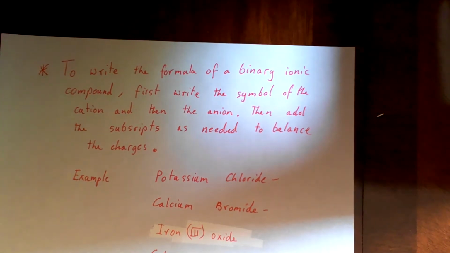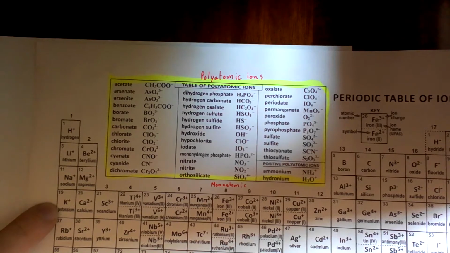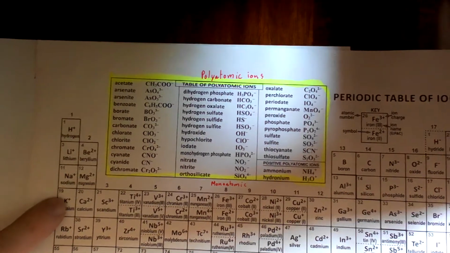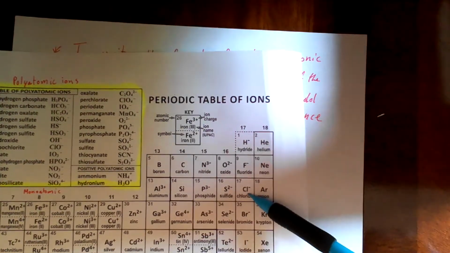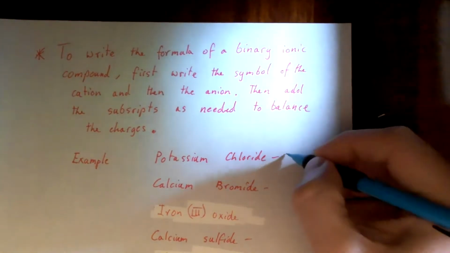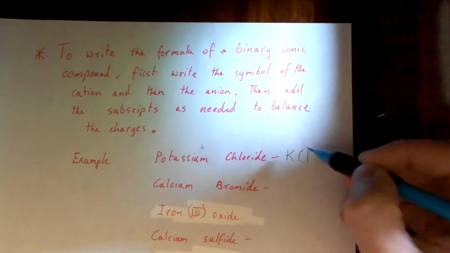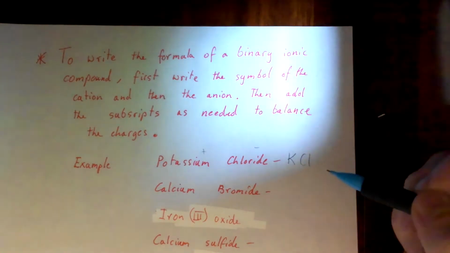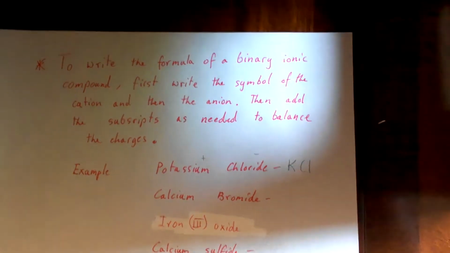We're going to write the symbols first. The symbol for potassium is K, and keep in mind K has a positive charge. The second one is chloride. The symbol for chloride is Cl, and it has a 1 minus charge. Keep in mind that ionic compounds have to be neutral, which means the charge has to be 0.